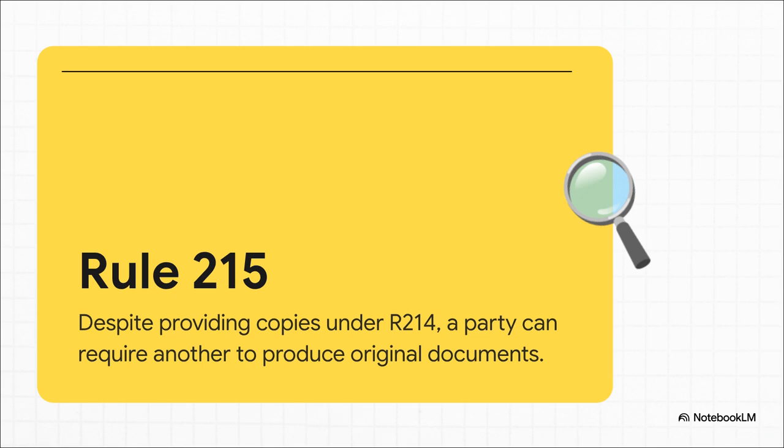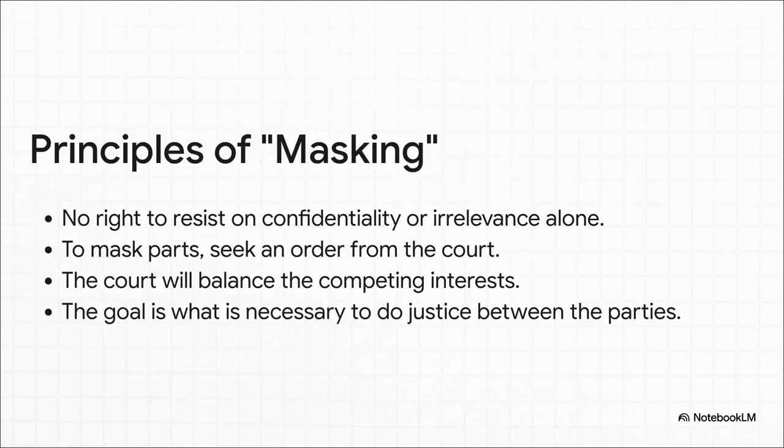But this brings up a really common problem. What if a document has some relevant info, but also some highly confidential stuff that's totally irrelevant? This is where masking or redaction comes into play. The key case you need to know here is Cunert v. Williams.